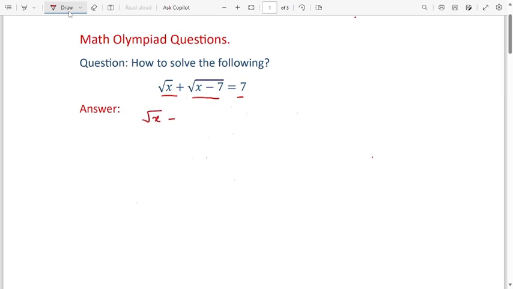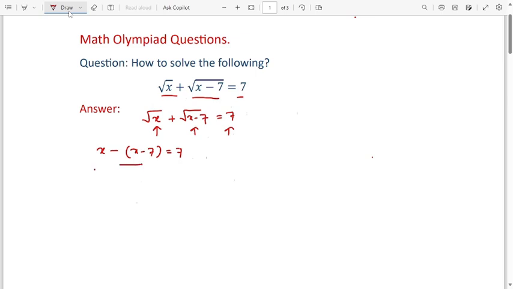Square root of x plus square root of x minus 7 is equal to 7. So if you focus on the terms x and x minus 7 and 7, there exists another relation. We can easily derive it. What is that? That is x minus (x minus 7) is equal to 7. By that means, we can find another relation, but we want to transform these things into equations.